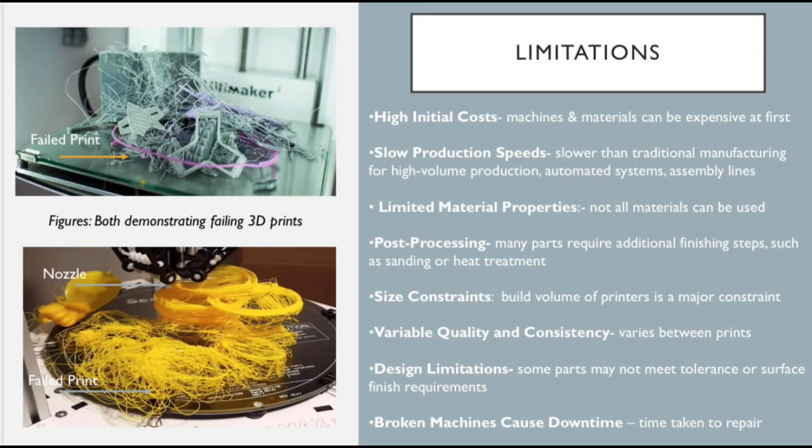When it comes to additive processes, and specifically 3D printing, as you can see shown by the photos on the left, there are a lot of limitations because there are high initial costs. The machines and materials can be expensive at first. There's slow production speed because it's slower than traditional manufacturing for high volume production, since they tend to have automated systems and assembly lines, whereas additive processes don't.